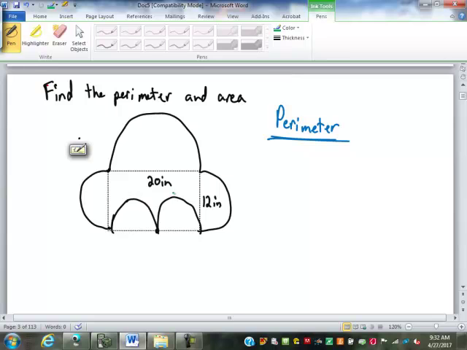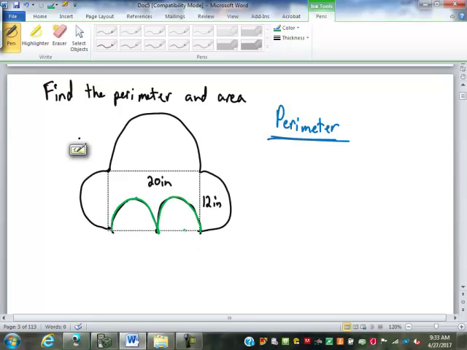So let's start out with, for perimeter, we're just looking at the distance. That rectangle that's dotted there is just a guide to show you that it's a rectangular shape. Those are not real lines. So let's start out with these two on the bottom here. This one and this one.